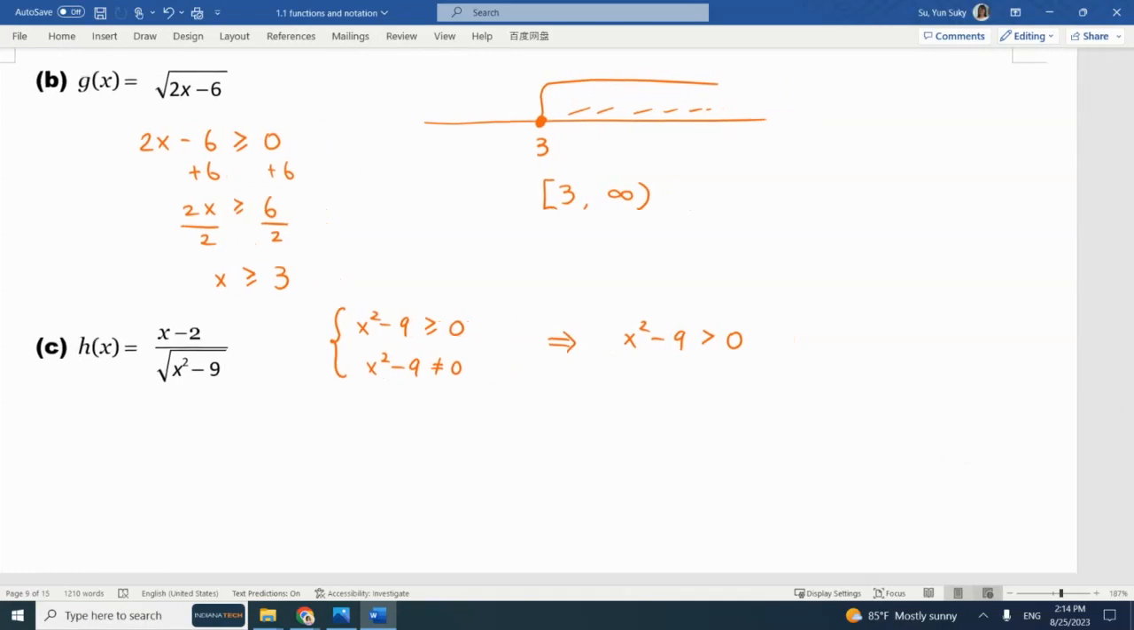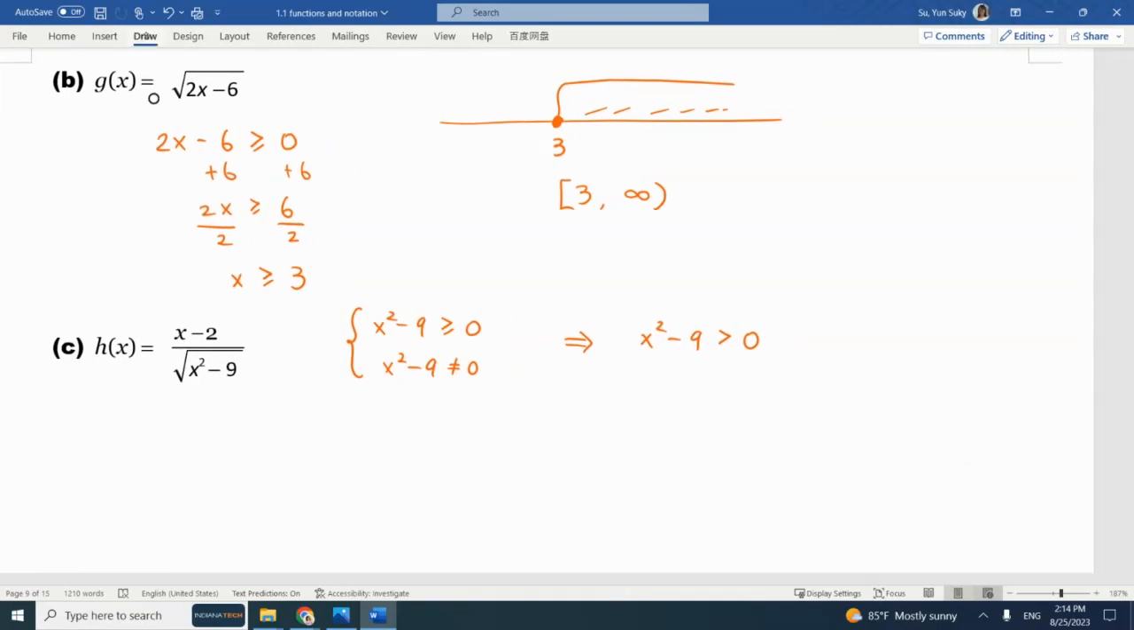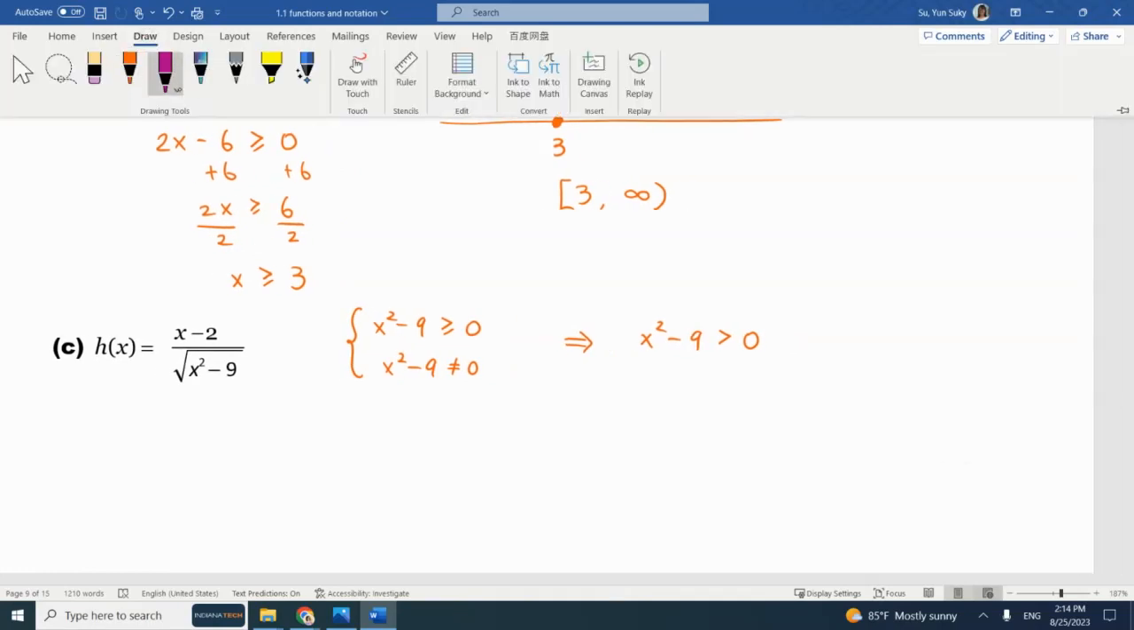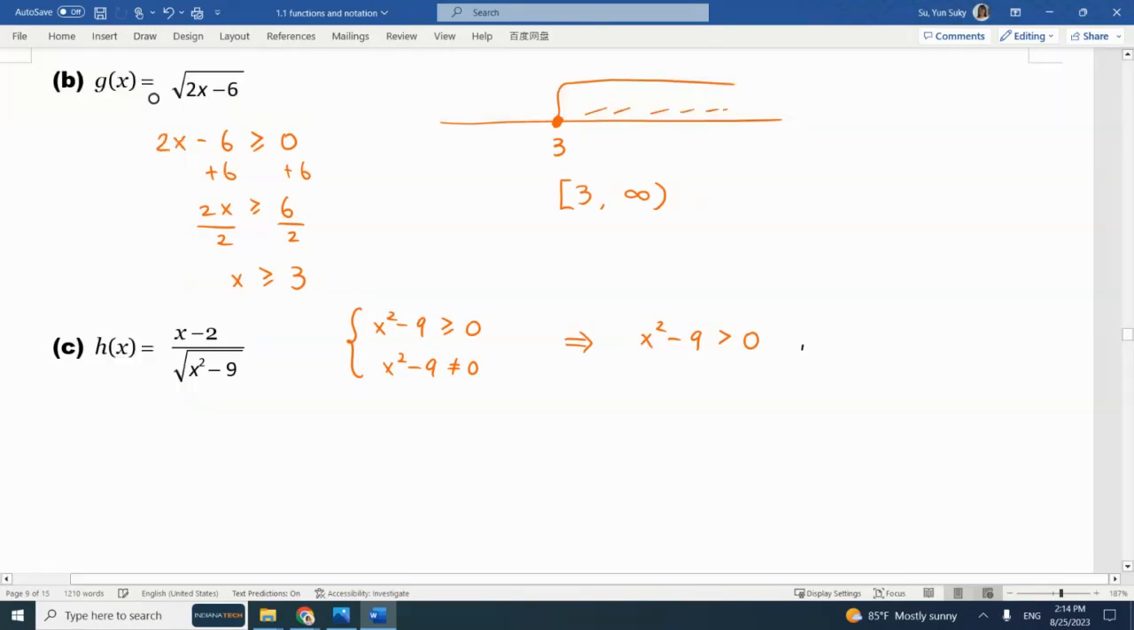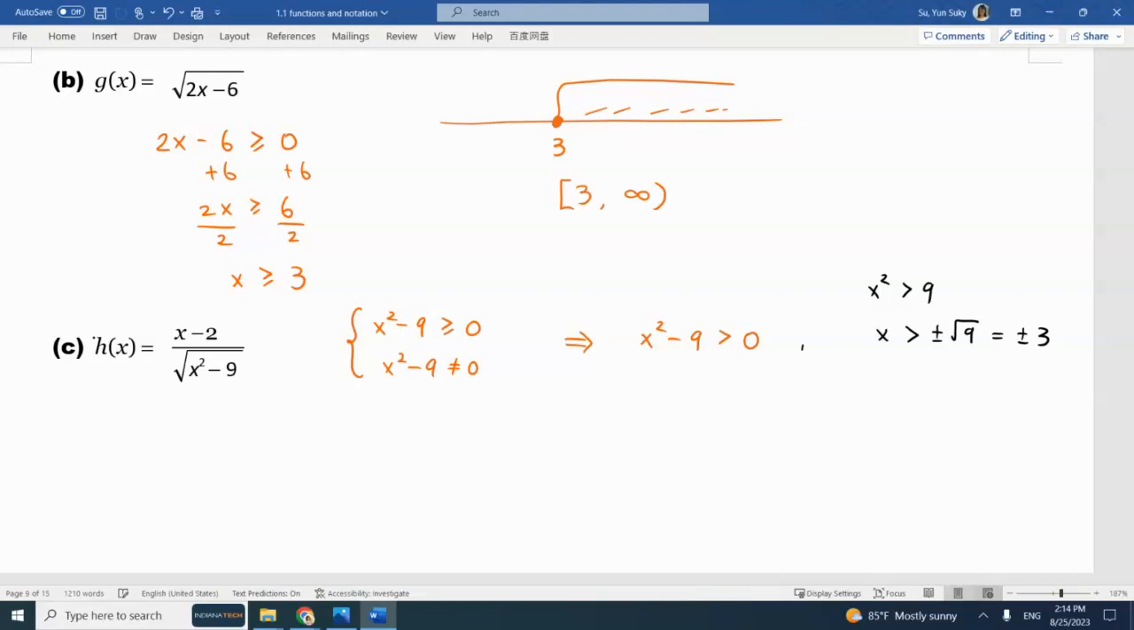Okay, now I want to show you a wrong solution. A wrong solution. Okay, let me use a black color. So, I move the 9 to the other side. So I add 9 on both sides. And then I take the square root. I get x greater than plus or minus square root of 9, which is plus or minus 3. Okay, I have x greater than 3 and x greater than negative 3.